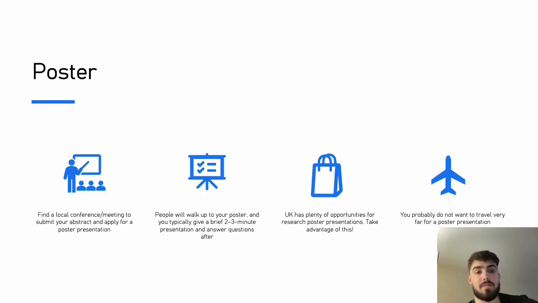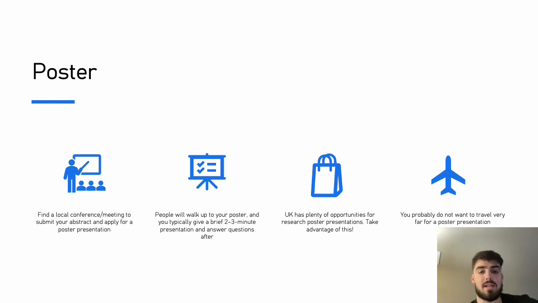So as I mentioned, the first of the 3 Ps is a poster presentation. Essentially what I recommend you do is find a local conference or a meeting and submit your abstract and apply for poster presentation. Your mentor should be able to help you in finding a place to apply.